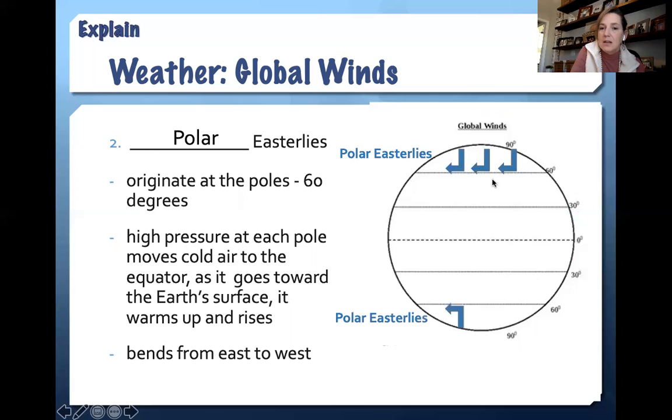These are also called the polar easterlies. Now, wind is named from where it blows from. So this is blowing from the east. Okay, it's north and then east. It's going to the west, but because it's coming from the east, it is called an easterly. And they're from the poles, so they're polar easterlies. It bends from the east to the west.